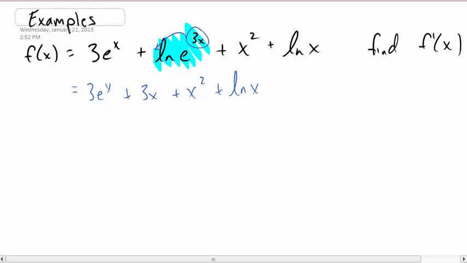And now that we've simplified, let's take the derivative. What's the derivative of e to the x? Well, it's e to the x. So the derivative of the first term is 3e to the x. Plus, derivative of the second term is 3, plus 2x, plus 1 over x. And there we go. There's our derivative. That's all it is.